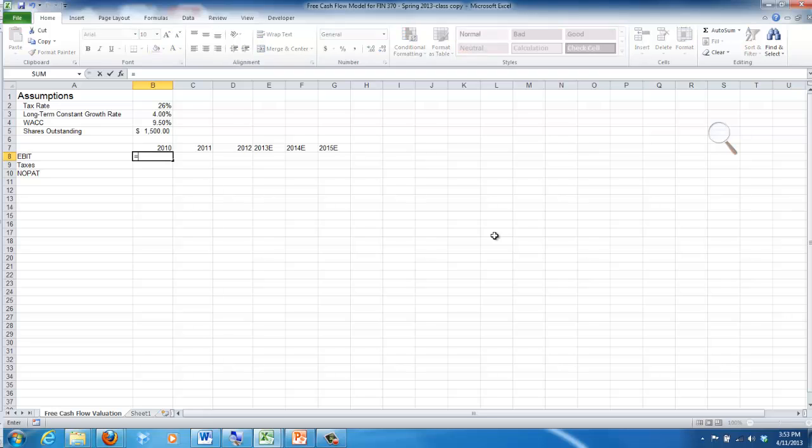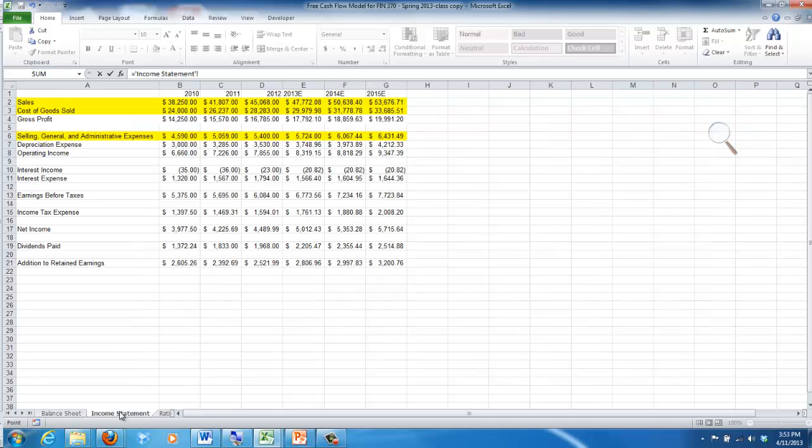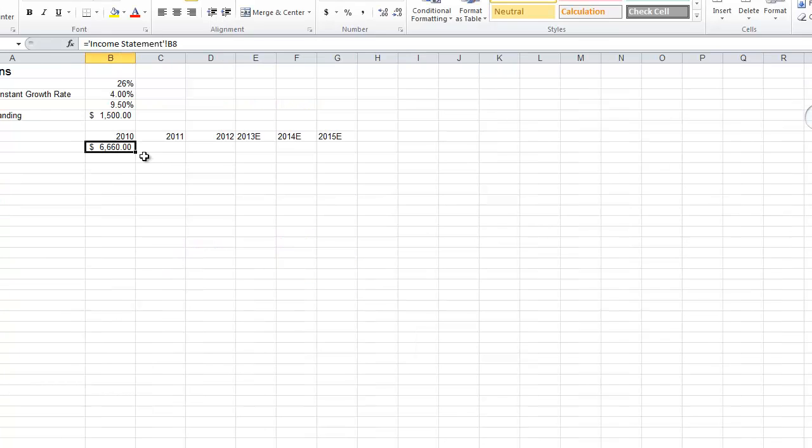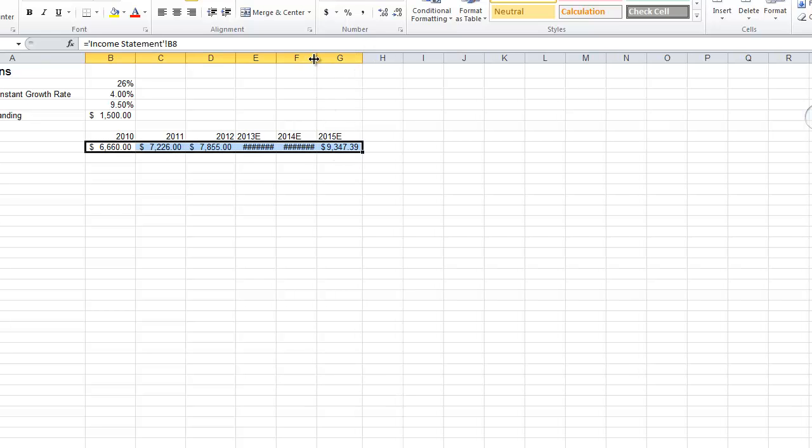So our EBIT, I'm just going to press equal. I'm going to go back to the income statement. And our EBIT is going to be equal to earnings before interest and taxes, and that's going to be right here. Okay. I don't count either interest income because that's not an operating income, or interest expense. So I'm just going to use operating income. And I can drag this over for each of the years. Resize my cells here.